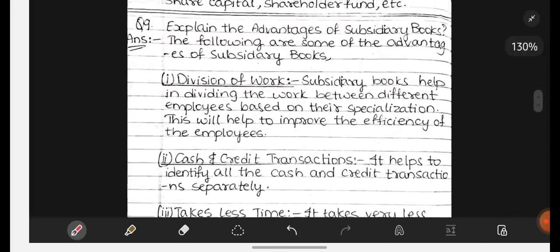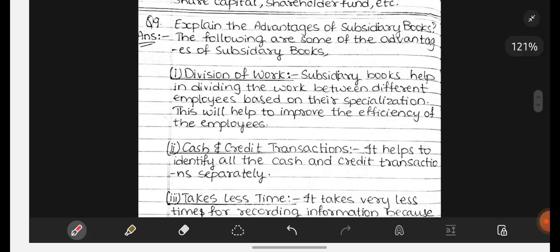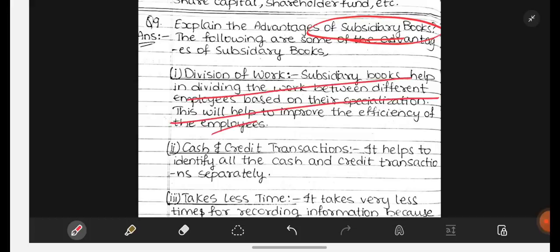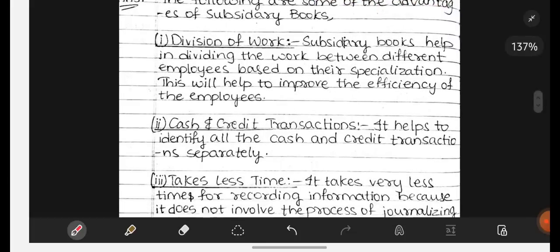Explain the advantages of subsidiary books. What are the advantages we have to write? First you need to write what the subsidiary books are. So how many subsidiary books are there? You have to write purchase, sales, purchase returns, sales returns, all those books you can mention if you are having time. Otherwise, start writing the advantages.